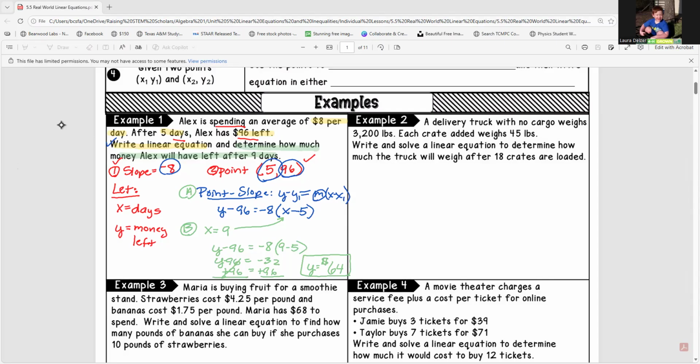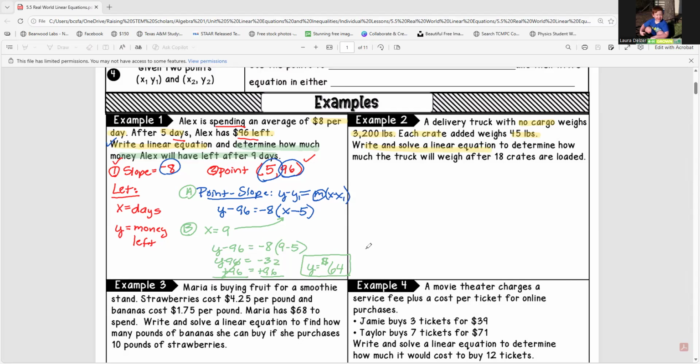Let's go look at the next one and let's go read it and see what it's asking us. It says a delivery truck with no cargo weighs 3,200 pounds. Okay, this kind of sounds like a starting amount to me. That sounds like a starting weight. Each crate weighs 45 pounds. We're going to write and solve a linear equation, and there is a part B, but we're just going to start with our part A first.